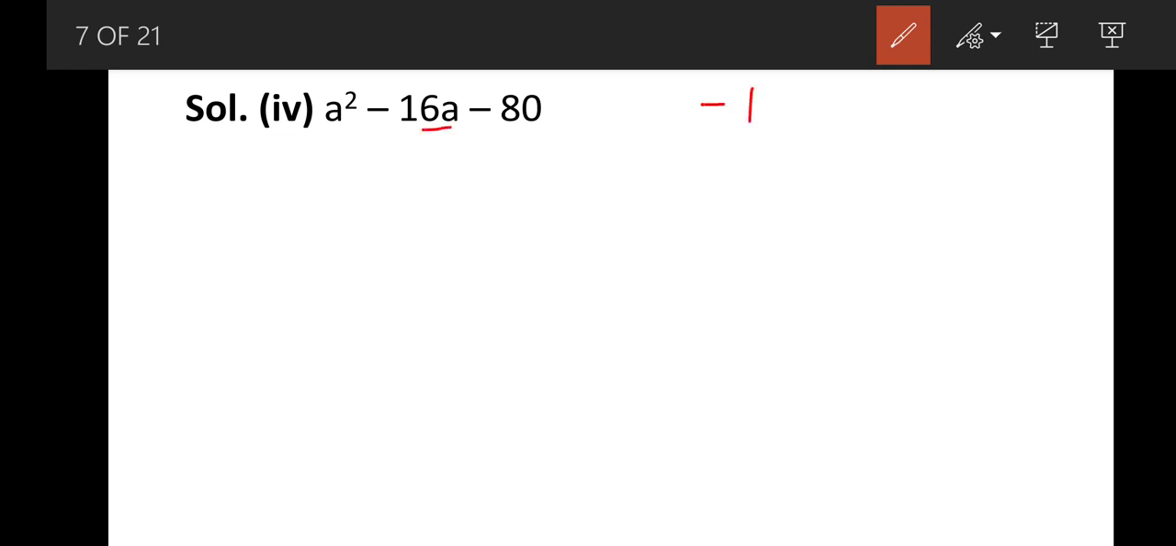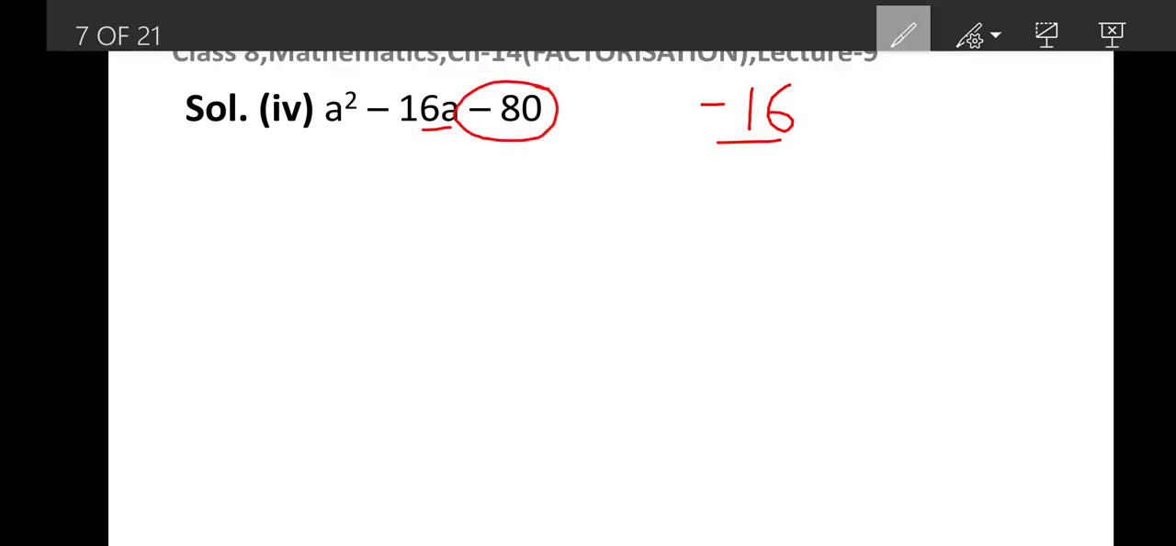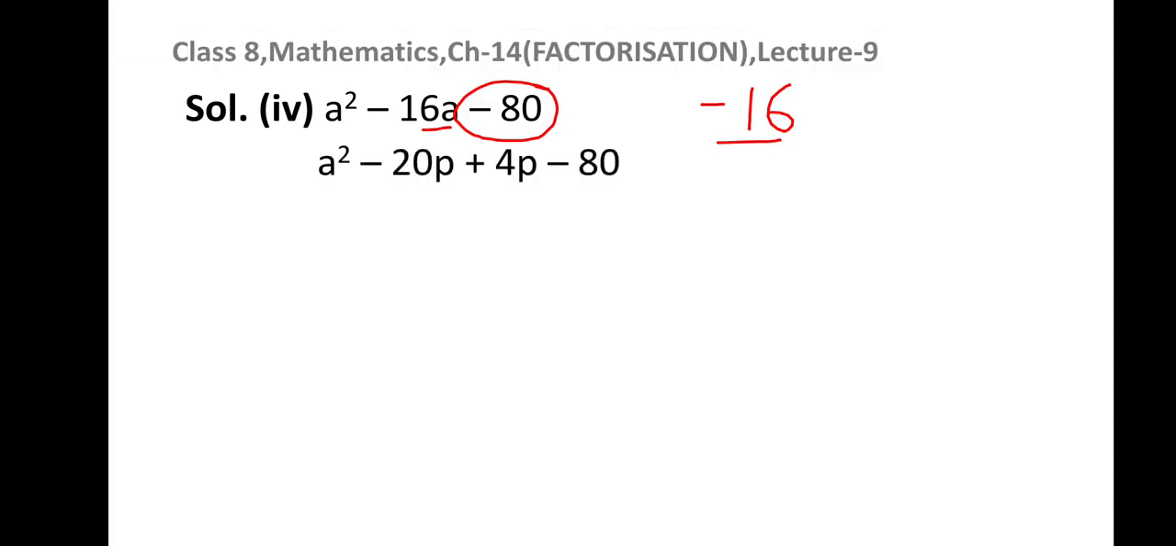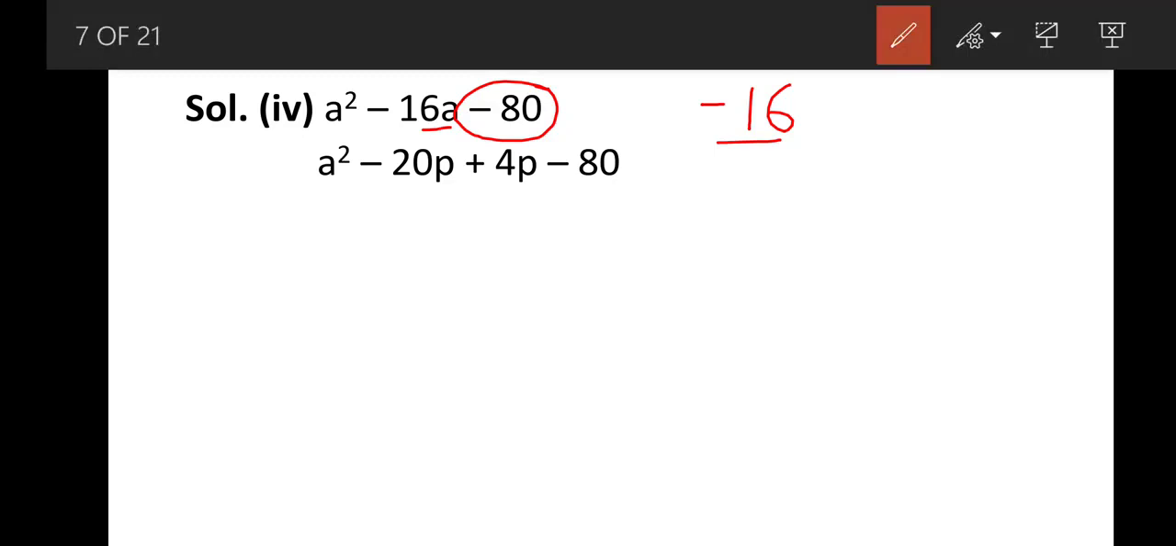That is minus 16. It means we need to split minus 16 into two parts such that the algebraic sum of these two parts is minus 16 and their product should be minus 80. So what are those two factors? The factors are minus 20 and plus 4. That means if I multiply minus 20 and 4, I will get minus 80, and if I add them, I will get minus 16 as the answer.